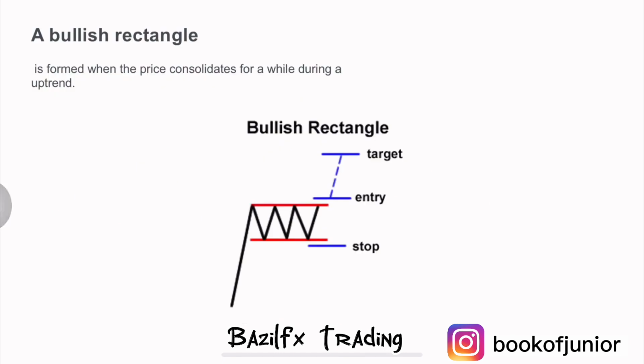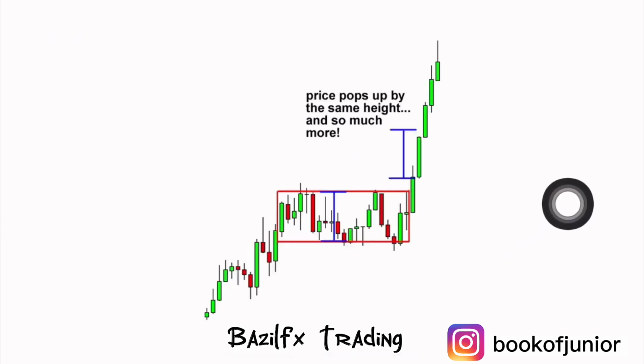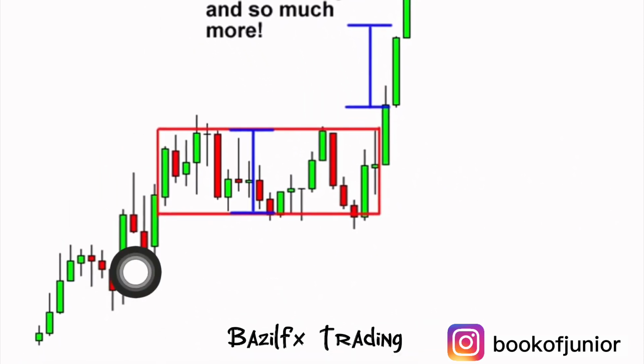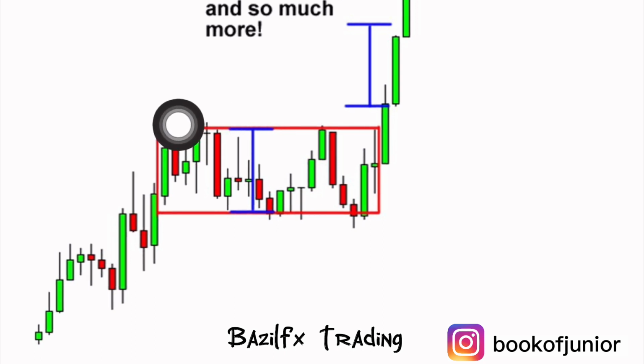Then from there we have the bullish rectangle. The bullish rectangle is one of the most simple forex patterns, because it's forming more of a ranging market. You see, it forms more of a ranging market. I'll show you. You see, the price comes into this zone here, it fails to break, which makes this a resistance level, then comes again here down to find support, which also makes this a support level.